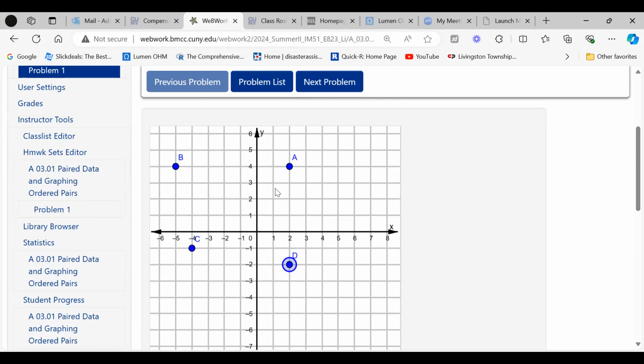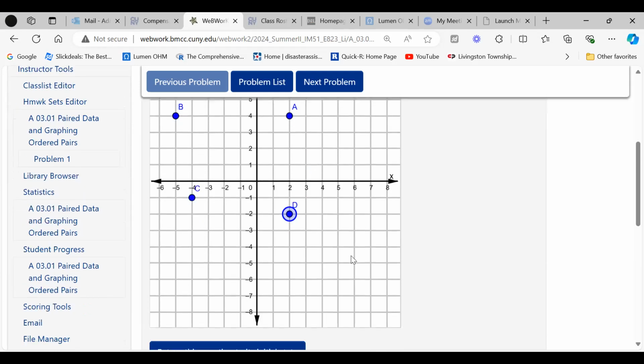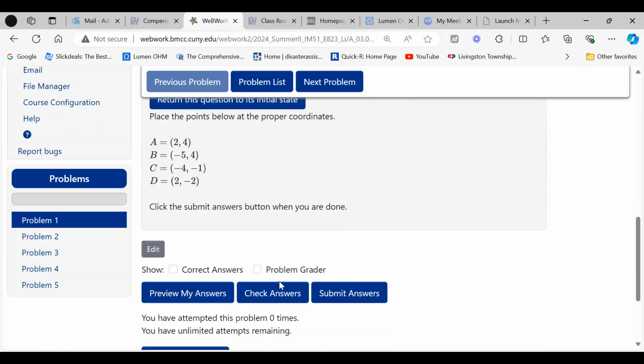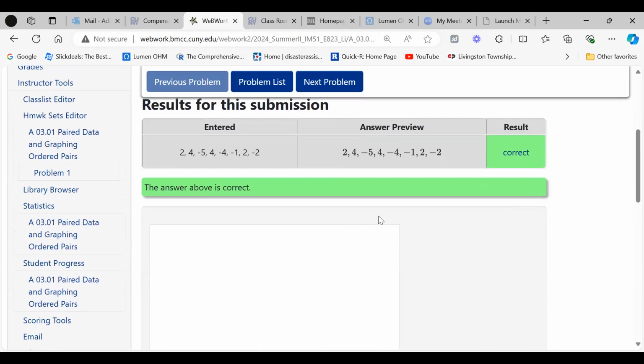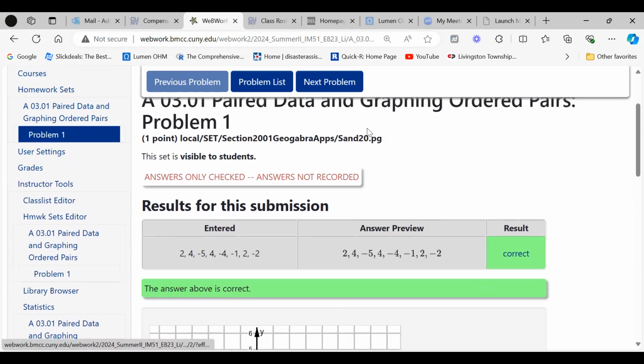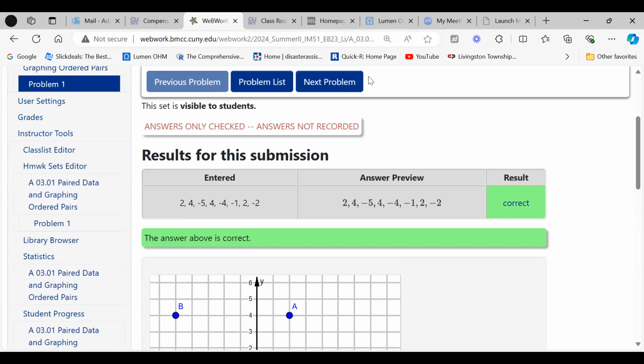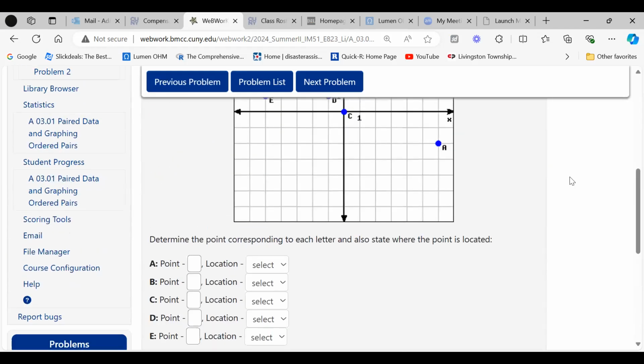So basically we pinpoint all 4 points. And let's check it. Right? It's all good. Okay. I guess you guys can try the next one, right? Let's see.